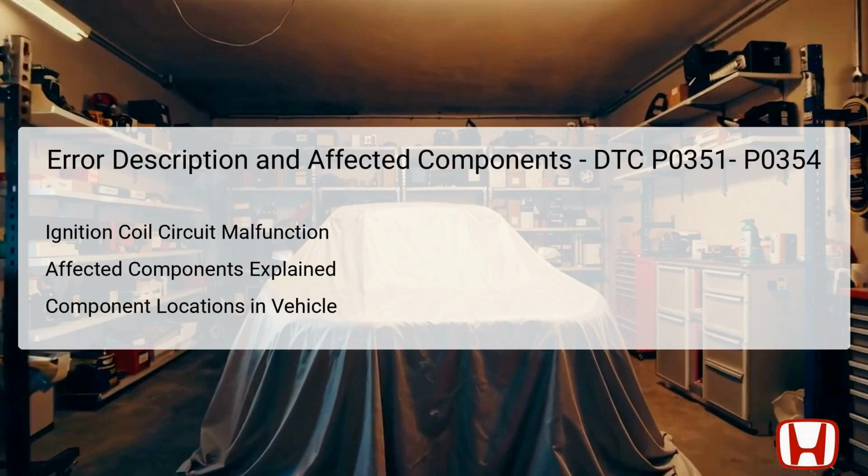The DTCs P0351, P0352, P0353, and P0354 refer to ignition coil circuit malfunctions for cylinders 1 through 4, respectively. An ignition coil transforms the vehicle's low battery voltage into a high voltage necessary for generating a spark at the spark plug. Each cylinder relies on its own ignition coil to initiate the combustion process.